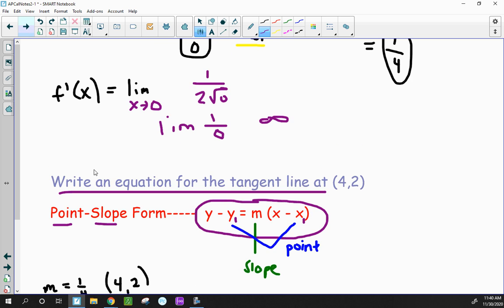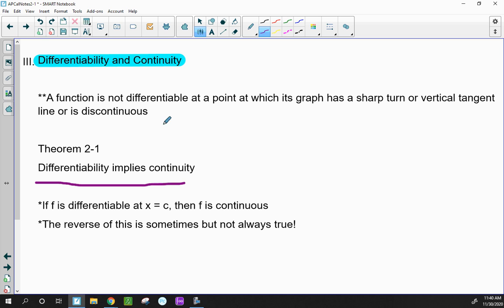All right. Last thing, I promise. Differentiability and continuity. A function is not differentiable, which means sometimes a function doesn't have a derivative, but we know that based on the last example, at a point in which the graph either has a sharp turn or a vertical tangent line, or it's just discontinuous.